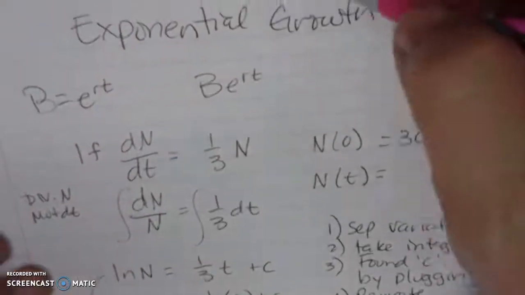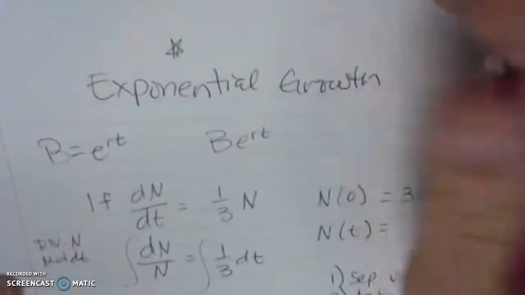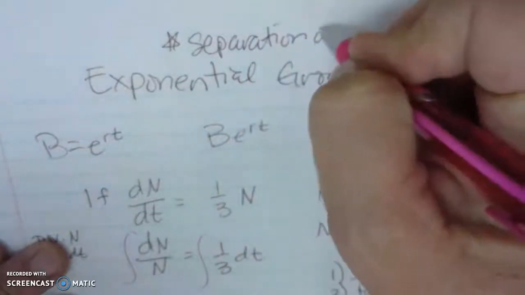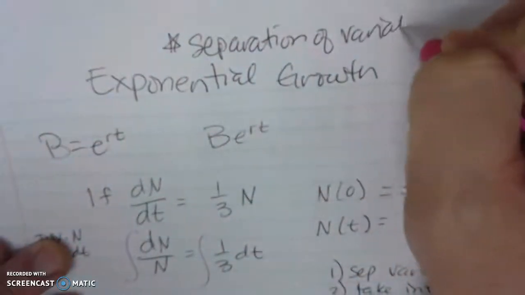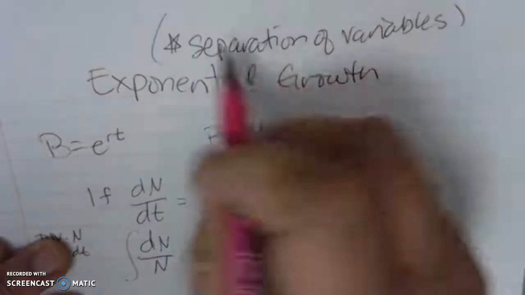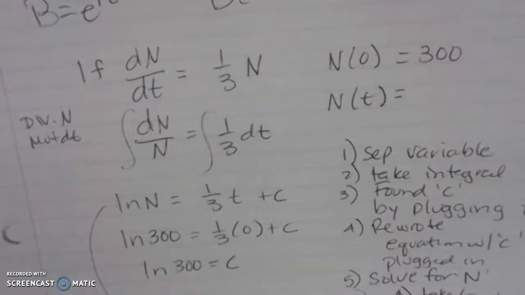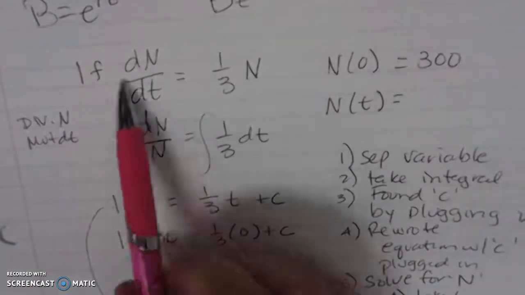And really, I should probably call them separation of variables problems, because if I look them up on the internet, I'm going to look for separation of variables. That is a key thing. It seems so easy. Put all the y's on one side, all the x's on the other. In this case, all the n's on one side, all the t's on the other.